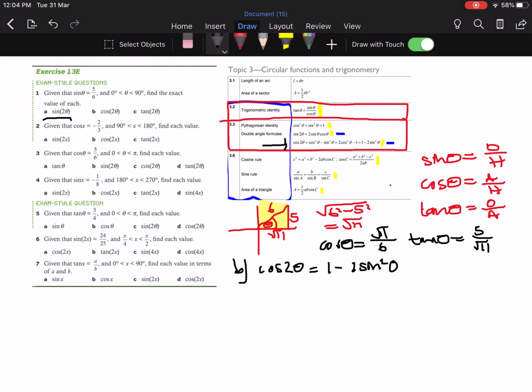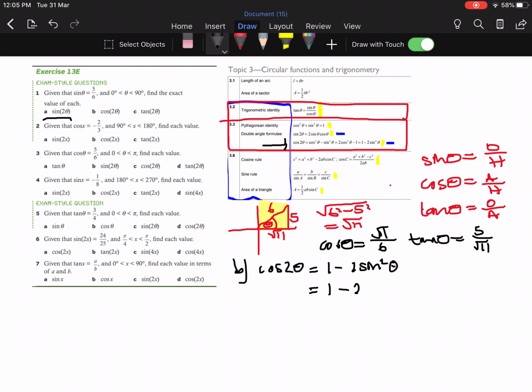I think Anna asked me in the live chat, why did I choose that one? Well, I just chose it because it gave me sine. So if I had made a mistake and calculated cos wrong, then at least I know I would get this one right because it's already given me sine.